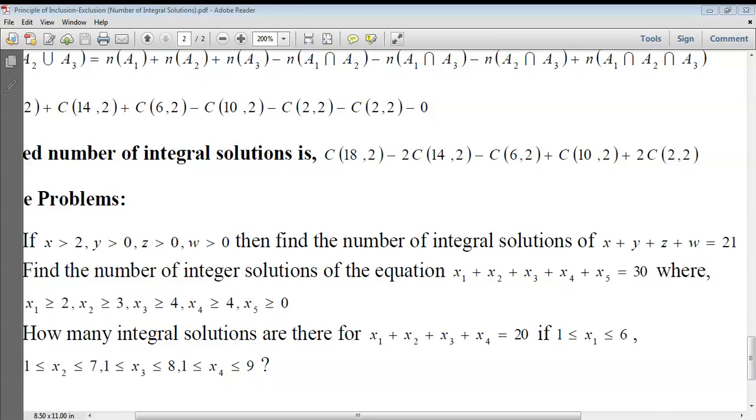And the next one, the third question: the number of integer solutions for x1 + x2 + x3 + x4 = 20 with x1 between 1 and 6, x2 between 1 and 7, x3 between 1 and 8, and x4 between 1 and 9.